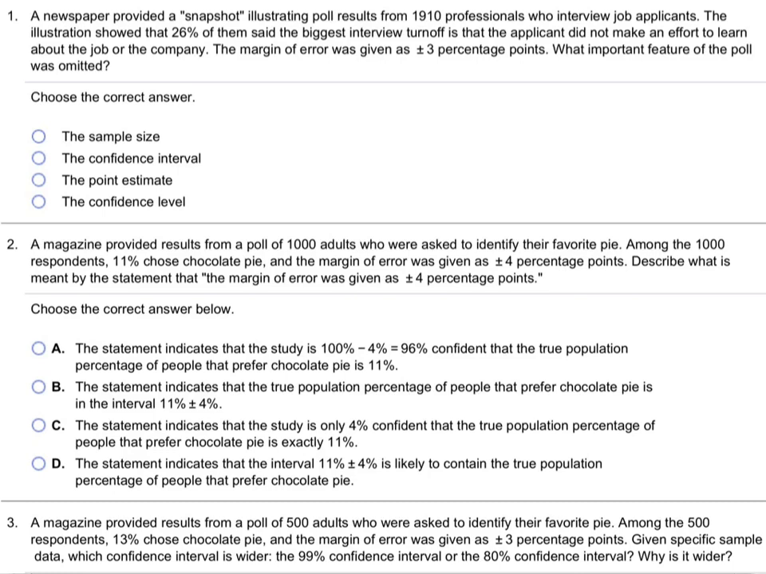A newspaper provided a snapshot illustrating poll results for 1,910 professionals who interviewed job applicants. These are professional interviewers. The illustration showed that 26% of them said the biggest interview turnoff is that the applicant did not make an effort to learn about the job or the company.